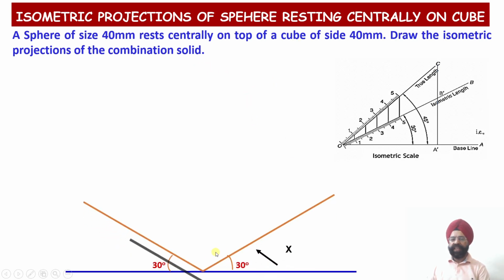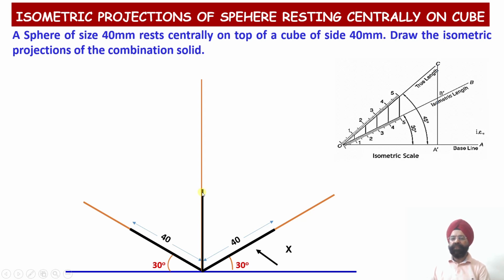Similar to the previous case, once again we have drawn the XY reference line, that is the horizontal baseline, and we have drawn the isometric scale. So whatever distances are involved, the true lengths have to be converted into isometric lengths. Now along the x-axis, the edge of the cube, 40 millimeter, has been drawn. Then along the z-axis, again a 40 millimeter edge of the cube has been drawn. And then along the y-axis also, we have marked the edge of the cube equal to 40 millimeter. So this is the height component.